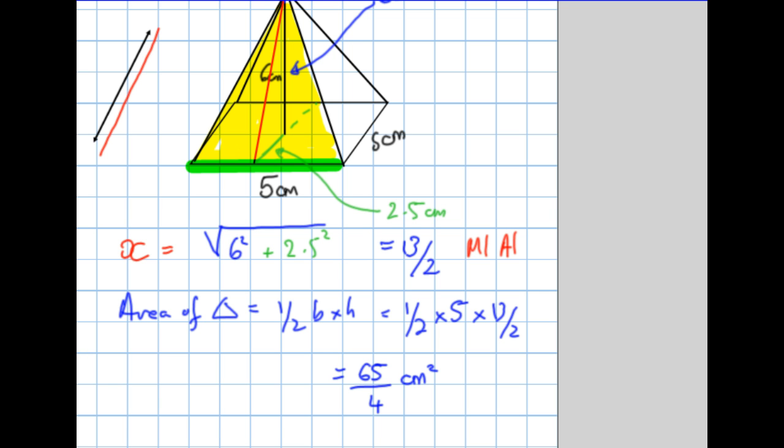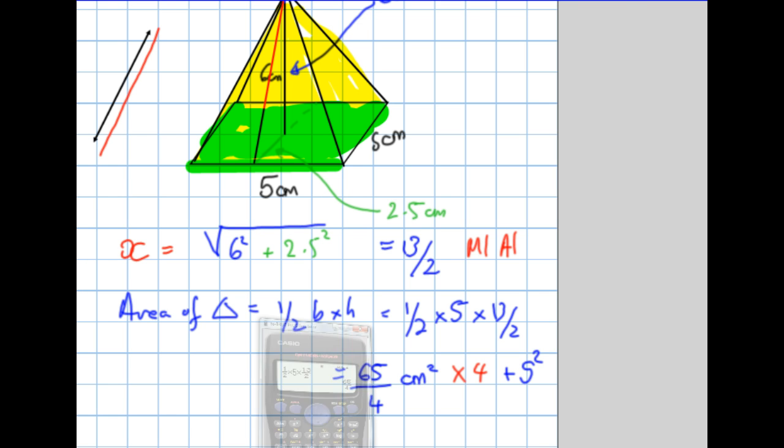But there's 4 of these yellow triangles. There's one on the right, one on the left, and one at the back that we can't see. So I multiplied that answer by 4. But I've not quite finished, because if it's asking for the total surface area, I've also got this square that it sits upon to add. So it's going to be 65/4 plus 5 squared. And we'll get the calculator to do all of that.